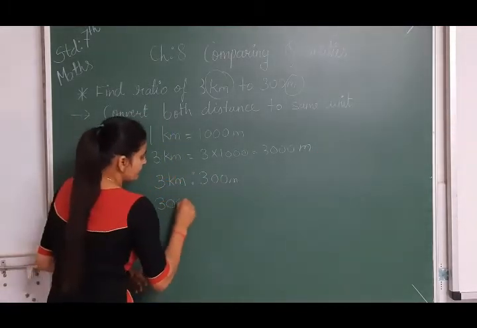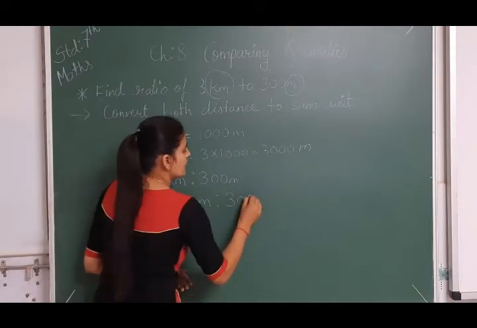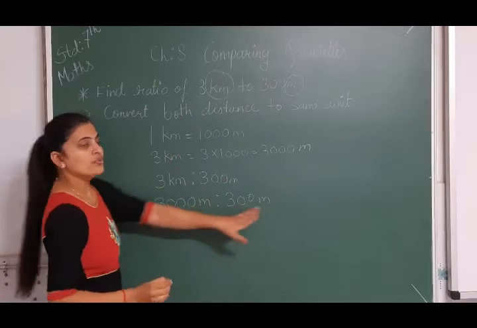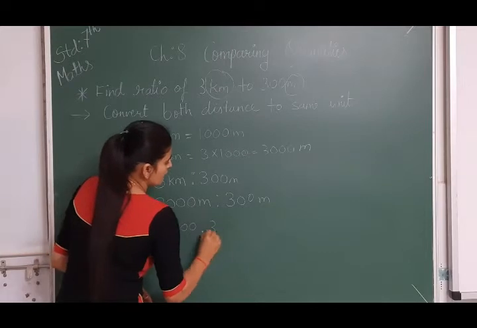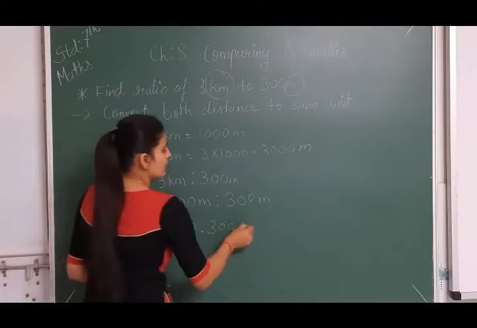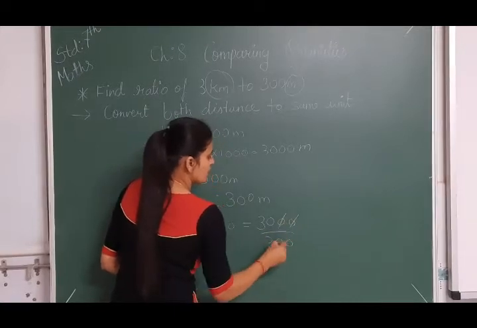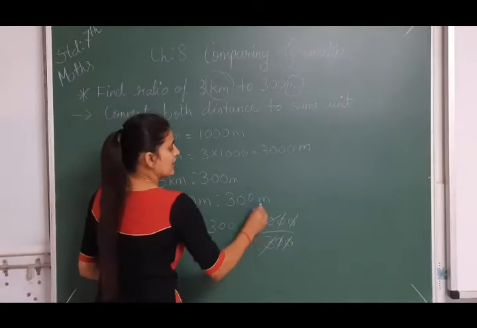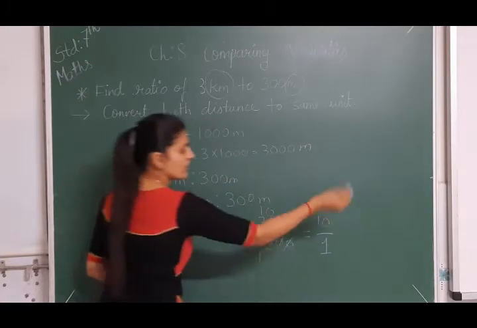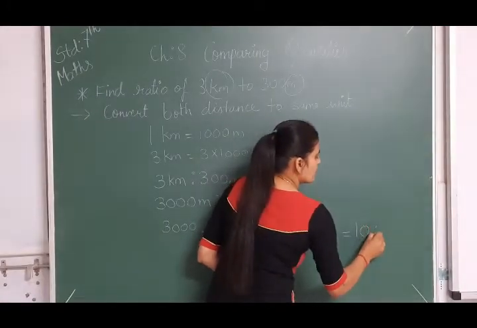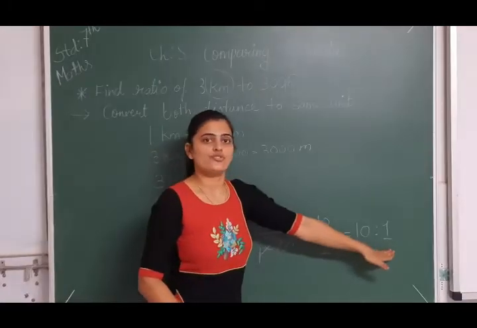So 3000 meter is to 300 meter. Here the same units are there. So we can write 3000 is to 300. Now this can be written in the fraction form: 3000 divided by 300. The zeros cancel out. 3 tens are there, and here 3 ones are there. So 10 by 1. So what is the ratio? 10 is to 1. So the ratio of 3 kilometer to 300 meter is 10 is to 1.